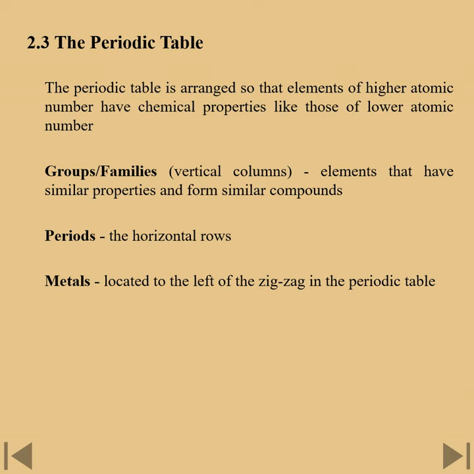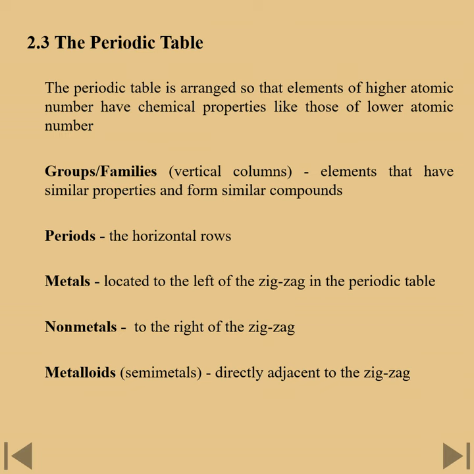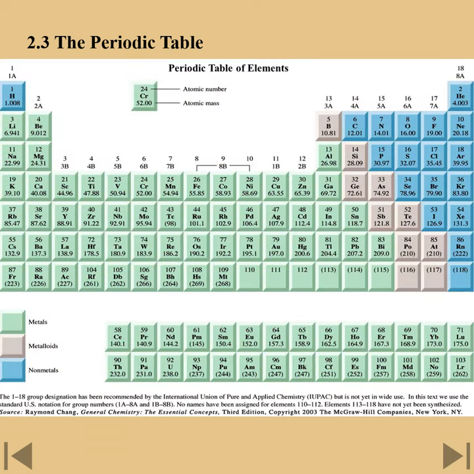electrons around the nucleus. And then we have the metals, which are located to the left of the zigzag in the periodic table. We have the nonmetals, which are to the right of the zigzag. And then we have the metalloids, sometimes called semimetals, which are directly adjacent to the zigzag. And here in green, we can see the metals. In blue, we have the nonmetals. Note where hydrogen is. Even though it's over on the left side, it's actually a nonmetal.